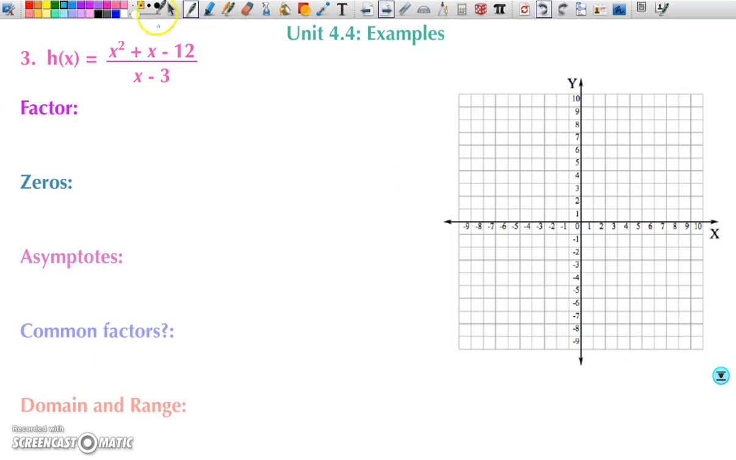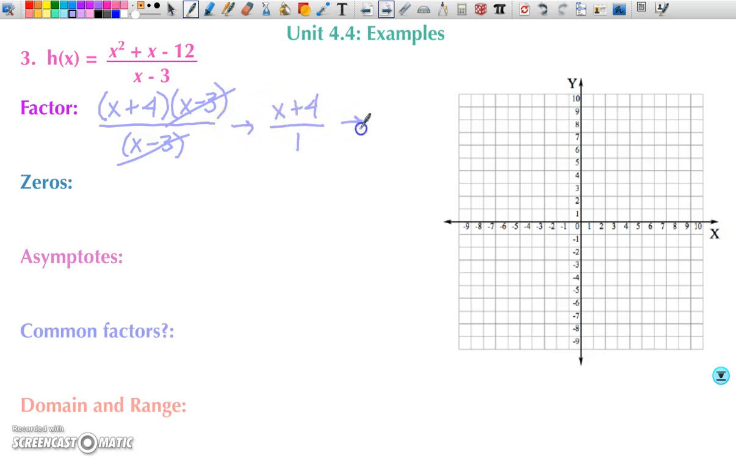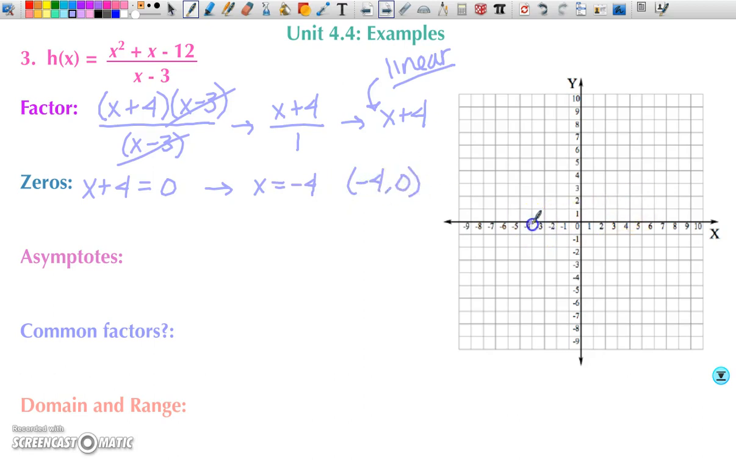All right, so one more example. In this example, same thing, factor first. So we end up with x plus 4, sorry, that's a 4, times x minus 3 over x minus 3. Those are common factors, leaving you with x plus 4 over 1, which is just x plus 4. And so when we graph this, it's actually going to be a linear graph. It's going to be a line. So to get your 0, take your numerator and set it equal to 0, which would then give you x equals negative 4, or the coordinate point negative 4, 0. So we can go ahead and plot that right here, negative 4, 0.